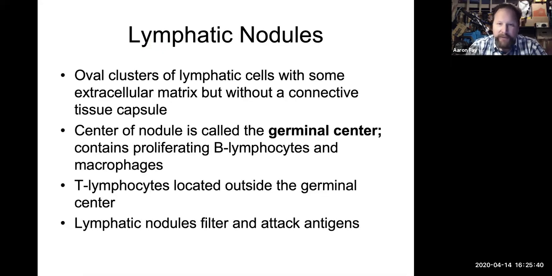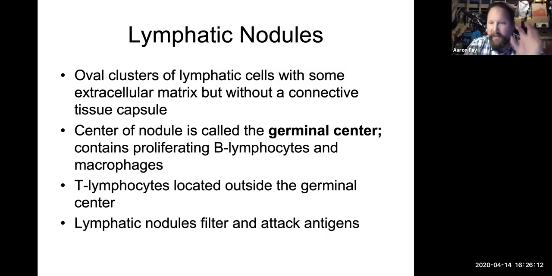So lymphatic nodules are collections of lymphatic cells that have a little bit of extracellular matrix, but they do not have a coating of connective tissue surrounding them. If you get collections of lymphatic cells that are surrounded by connective tissue, that's called a lymphatic organ. If you do not have that connective tissue surrounding it, you have a lymphatic nodule.